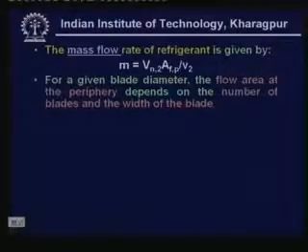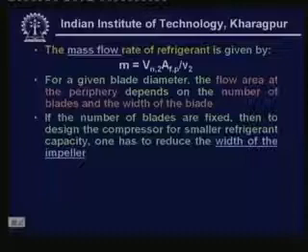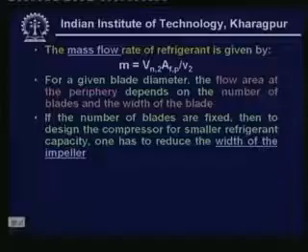Now let us see how the capacity has to be reduced. For a given blade diameter, the flow area at the periphery depends on the number of blades and the width of the blade. If the number of blades is fixed, then to design the compressor for smaller refrigerant capacity, one has to reduce the width of the impeller. What do we mean by designing the refrigerant system for smaller capacities? When everything else is fixed, smaller capacity means smaller mass flow rate. So if you have to design the system for a smaller refrigerant capacity, you have to reduce the mass flow rate of refrigerant.